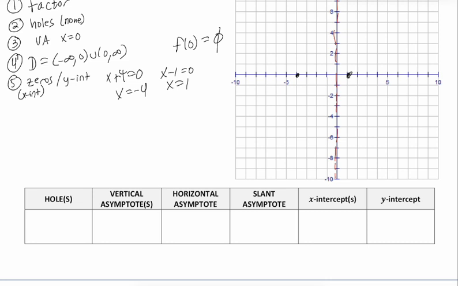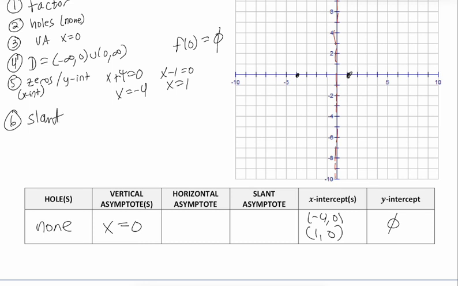So let's put some of this information. So we have no holes. We have a vertical asymptote at 0. We haven't addressed the horizontal asymptote or slant. We have an x-intercept at negative 4, 0, and 1, 0. We have a y-intercept that doesn't exist. Okay. So now it's just our horizontal asymptote or slant.